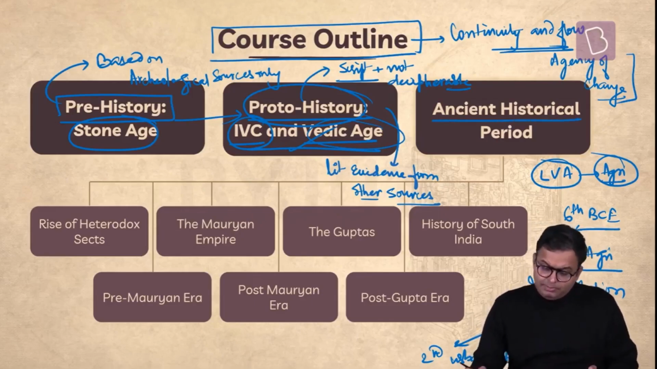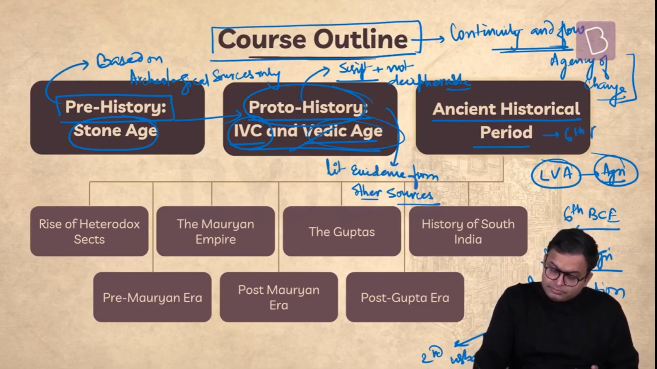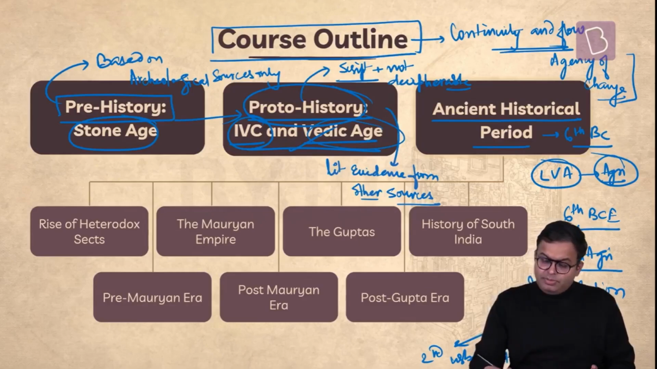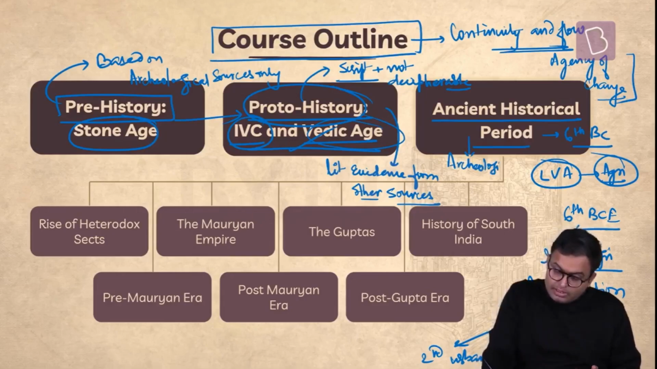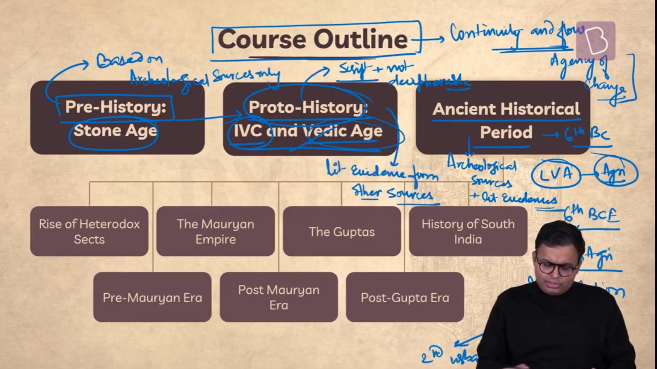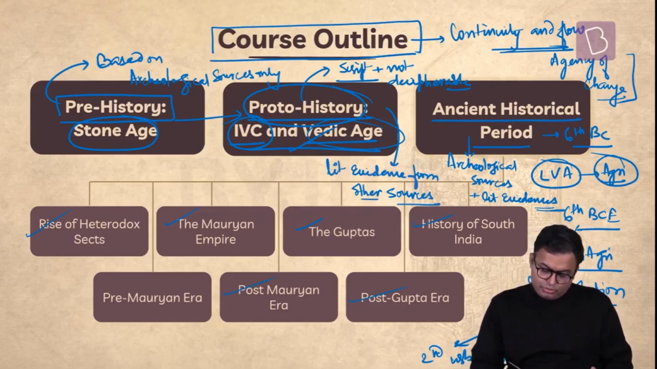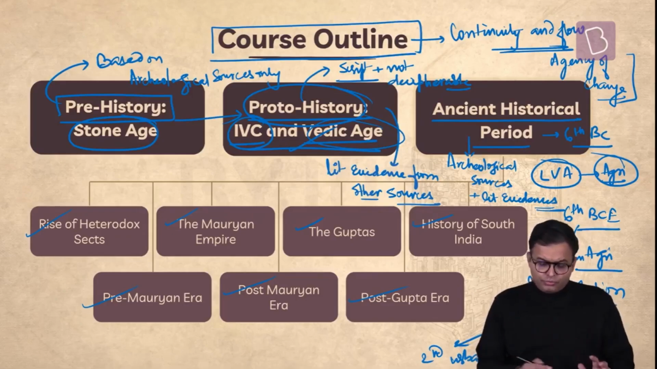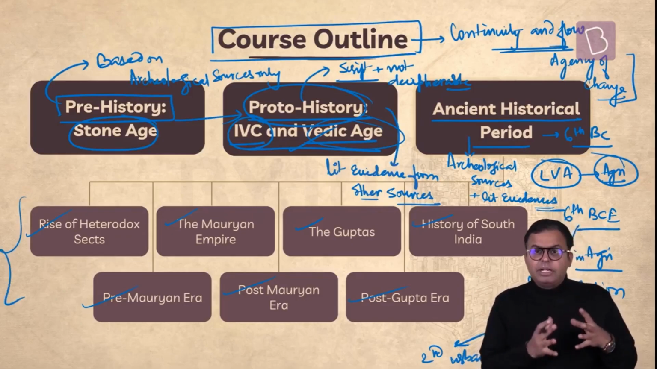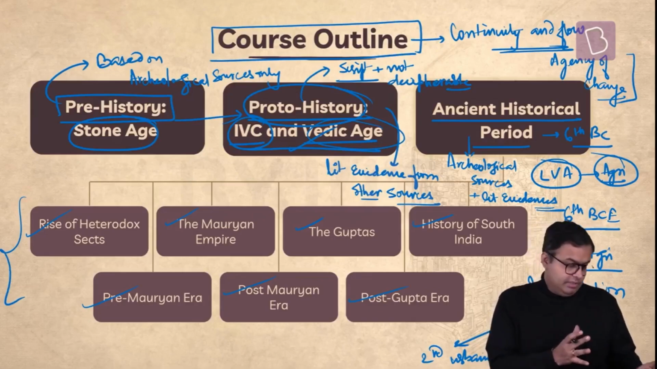Now, ancient historical period is that period which starts from 6th century BC. So this starts from 6th century BC, where the study of history is based on both archaeological sources and literary evidences. So we have 6th century BC, we have Mauryas, we have Guptas, history of South India, post Mauryas, post Gupta, pre Maurya, so all this. So from here, we have a better understanding of the historical events.